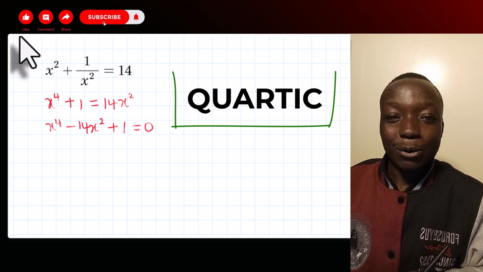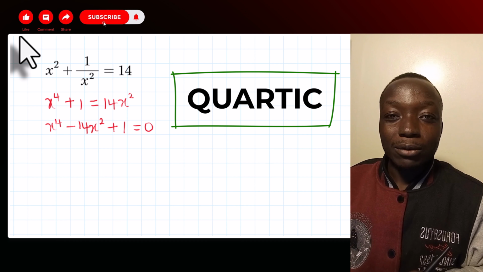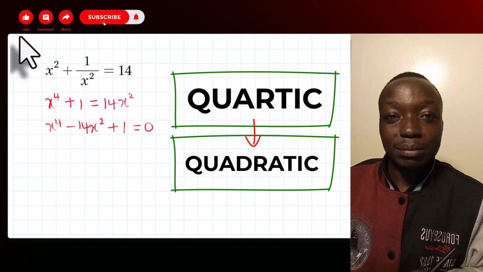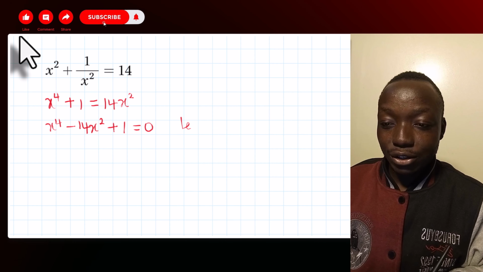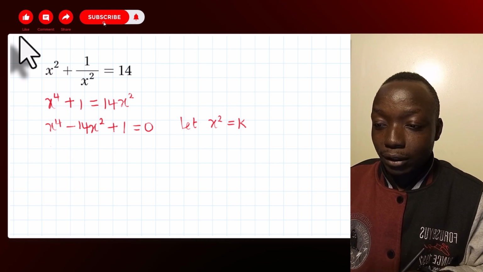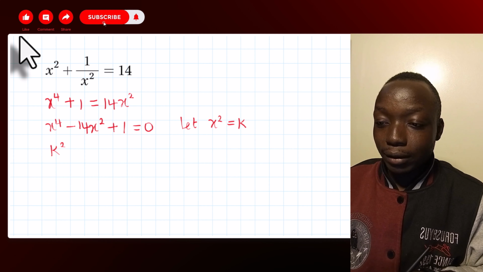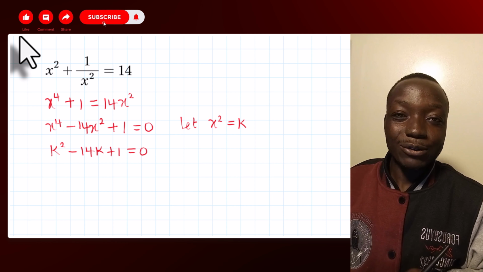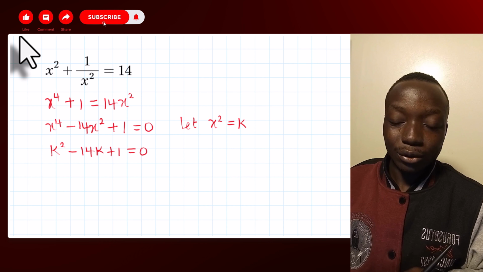Now this is a quartic equation, but we can reduce it to a quadratic equation by making a simple substitution. Let x squared equal k. So we're going to have k squared minus 14k plus 1 is equal to 0. Now this is solvable. So let's go ahead and solve this quadratic equation.